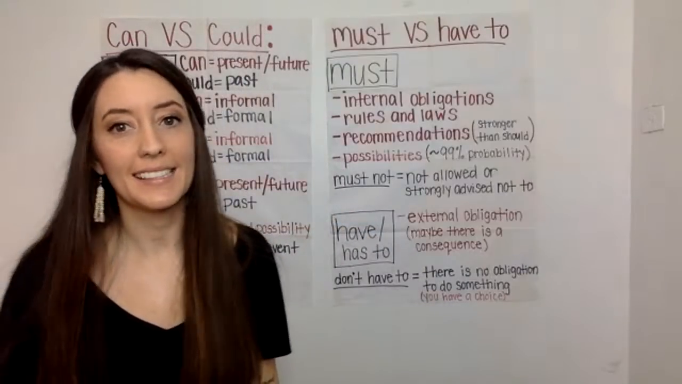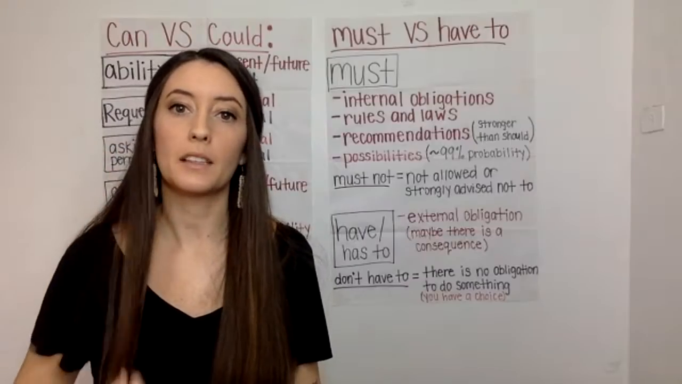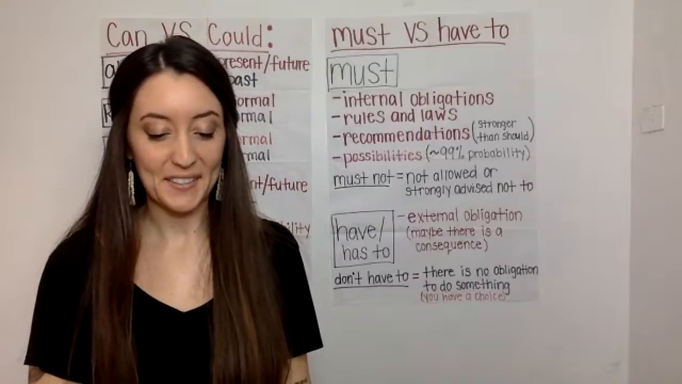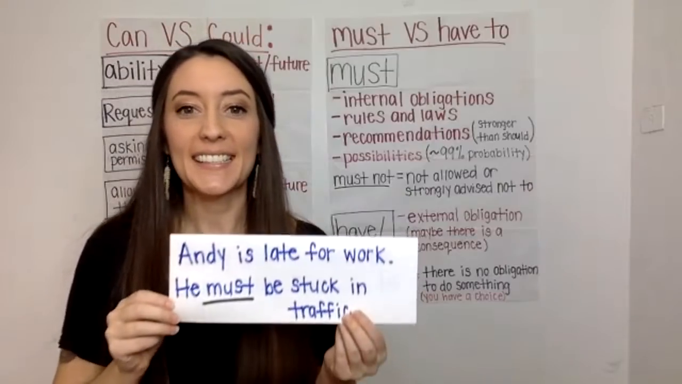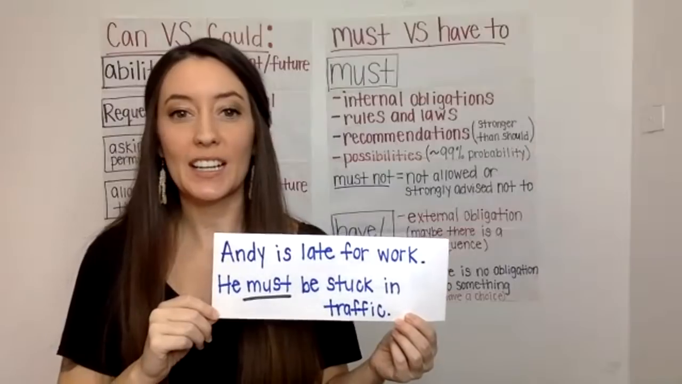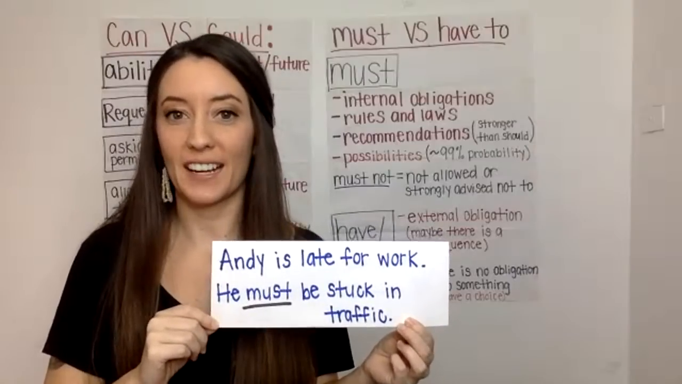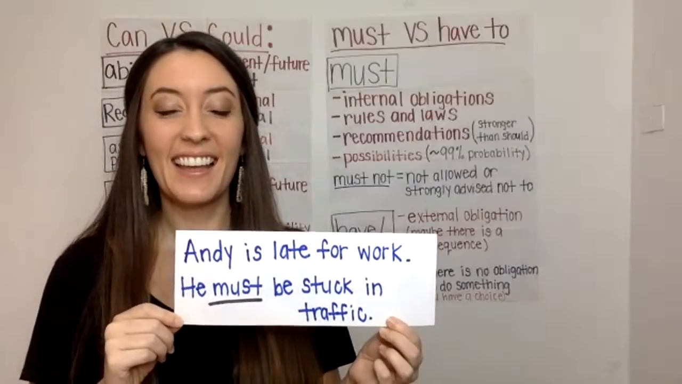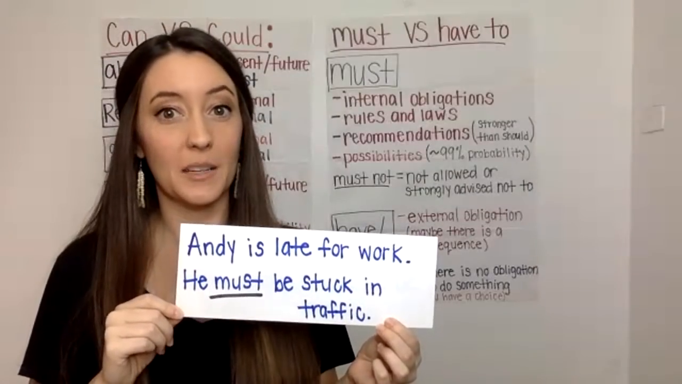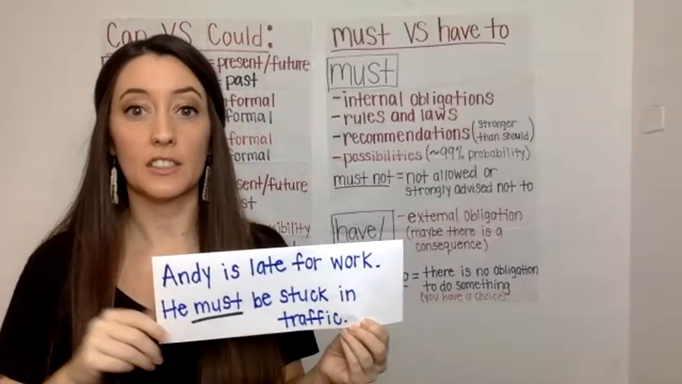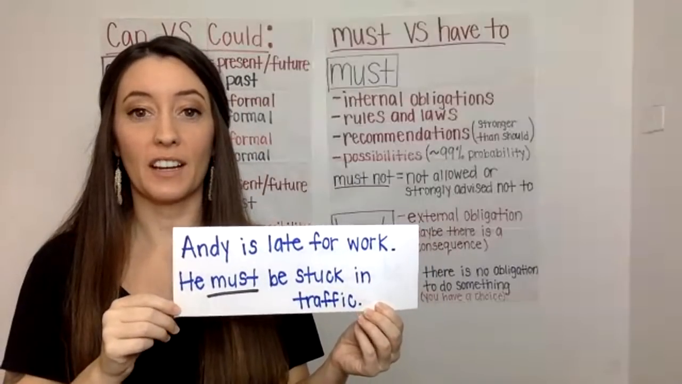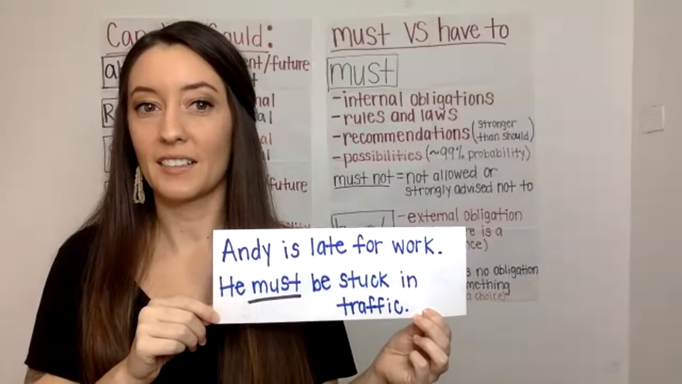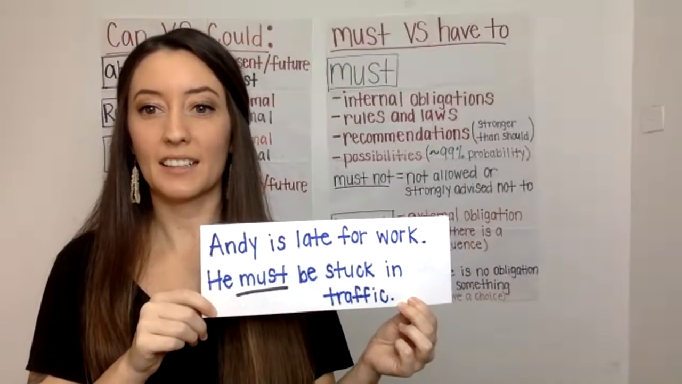Okay, and possibilities. So we also use must with possibilities that have a 99% chance of being true. For example, we could say, Andy is late for work. He must be stuck in traffic. Maybe he lives in Istanbul where there's a lot of traffic, and maybe he's late often because of this traffic. So this means there's a high possibility he's stuck in traffic. So Andy is late for work. He must be stuck in traffic.